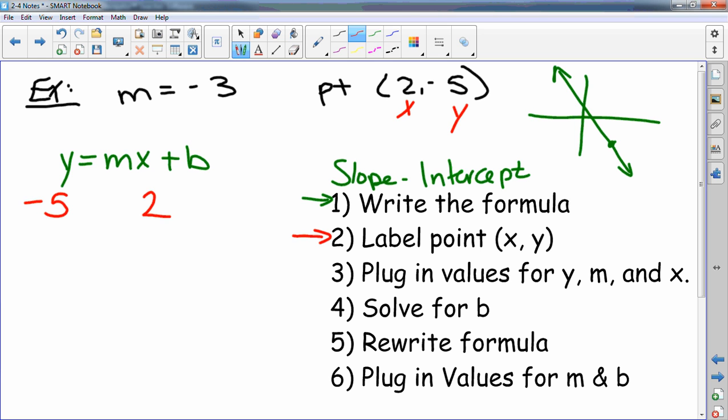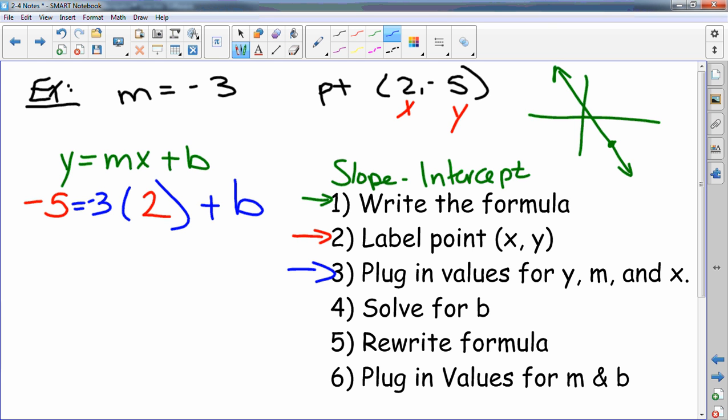So when I plug in, basically I just did step 3, I'm plugging in values y, m, and x. Well, what is m? Negative 3. M is the slope. We're given slope. We have x, but what we don't have is b. We're not given b because we're just given a point on the line. But now that we have a point on that line, can we solve it for b? Can we figure out what b is?